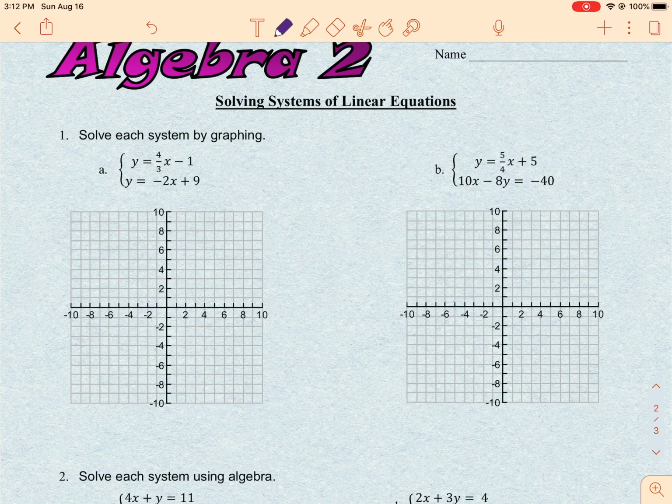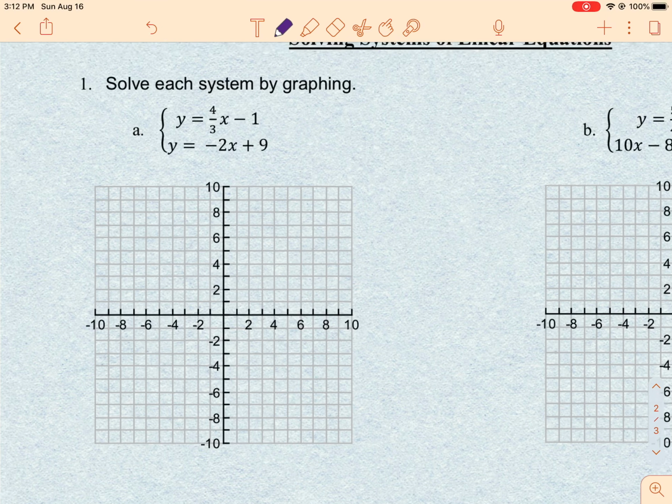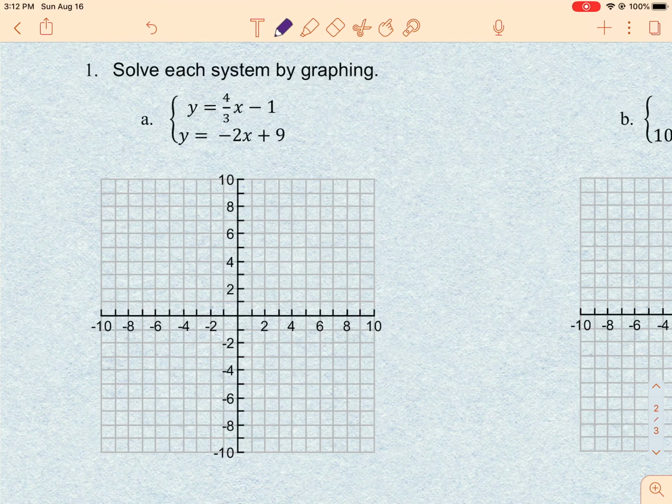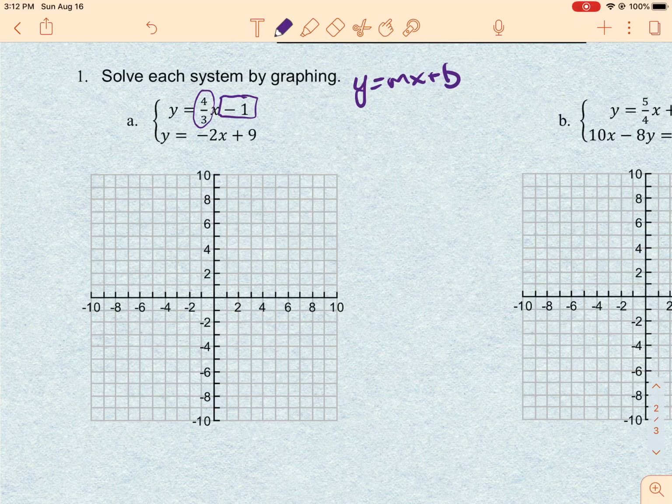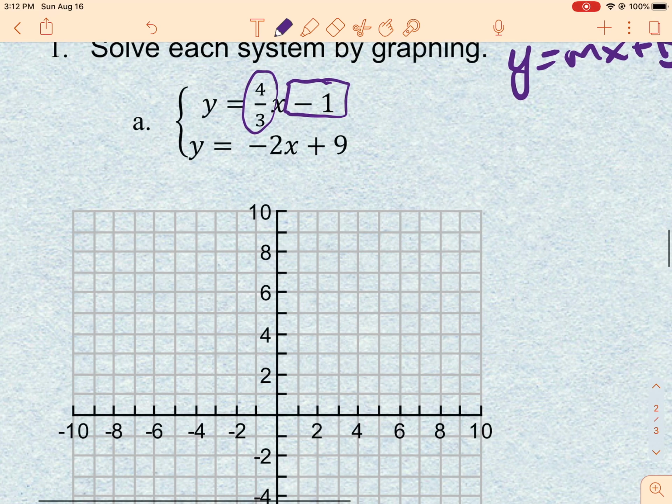So if we look at number one, solve by graphing. Both of them are already in slope-intercept form. So if we remember, y equals mx plus b is our slope-intercept form. And our slope is that number in front of the x, so that's your rise over run. And then your b is going to be your y-intercept.